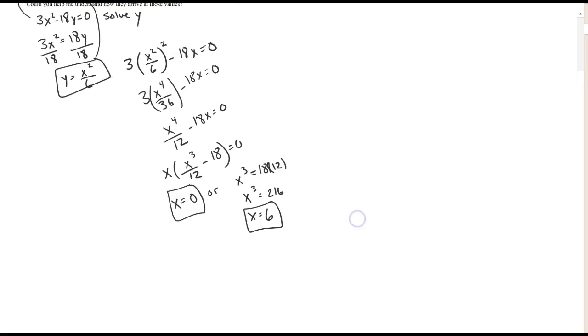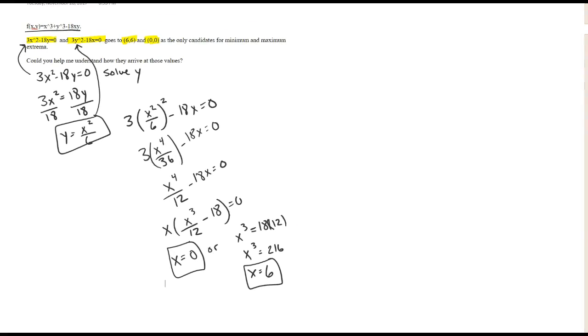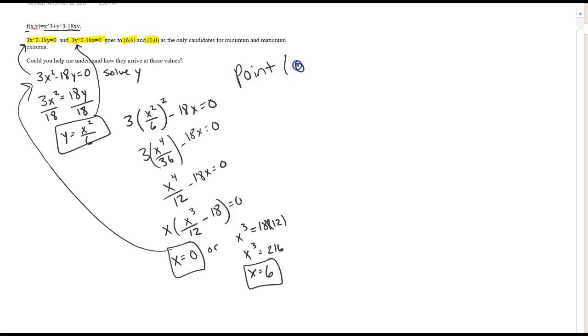So x is 0 or 6 would be the possible outcomes. If you use the function and plug in x to be 0, what would be the corresponding y? In this case, if x is 0, then y has to be 0. So you get the point 0, 0. You plug in x equals 0 to the functions.